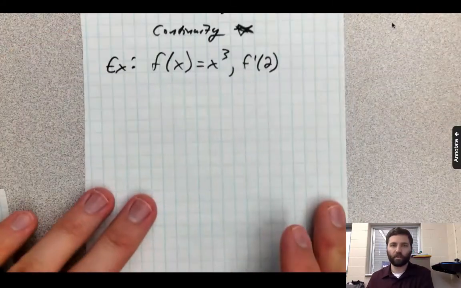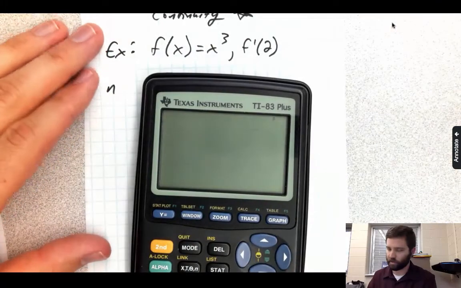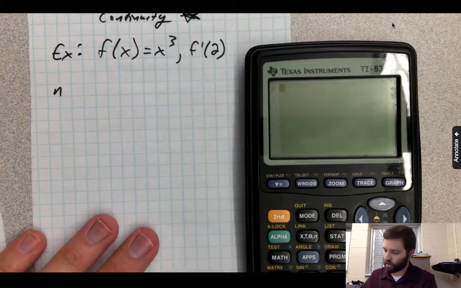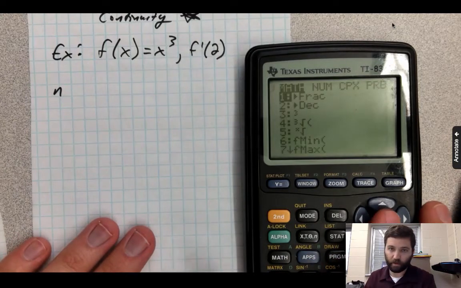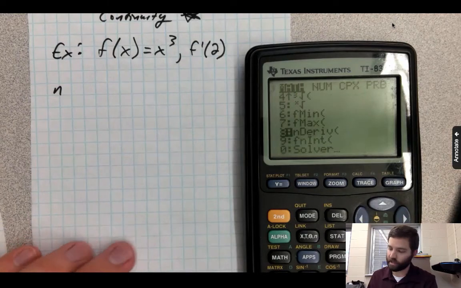Okay, so in your graphing calculator, we're going to use a command called nDeriv, and I'll show you how to find that right now. Yes, I know my batteries are low. All right, so we're going to hit math, and we're going to go down to nDeriv, which is right there, number 8.